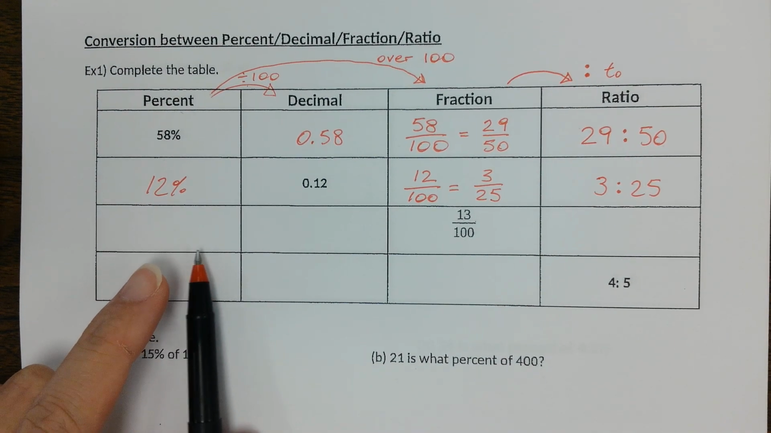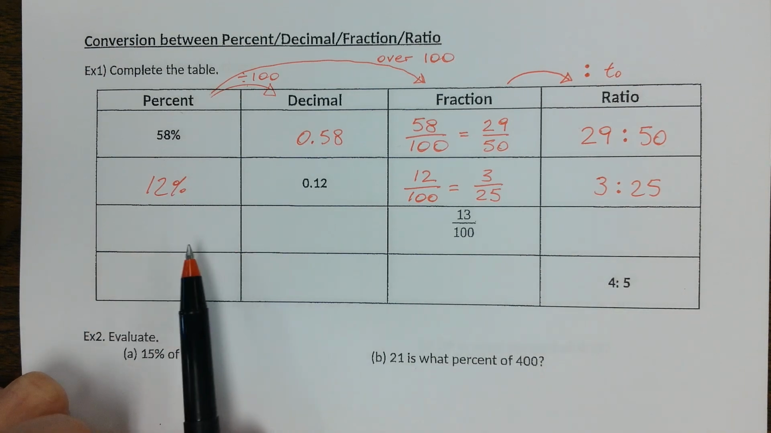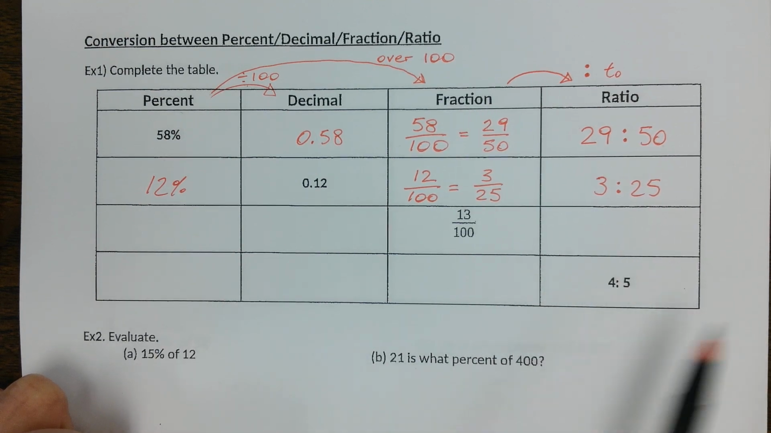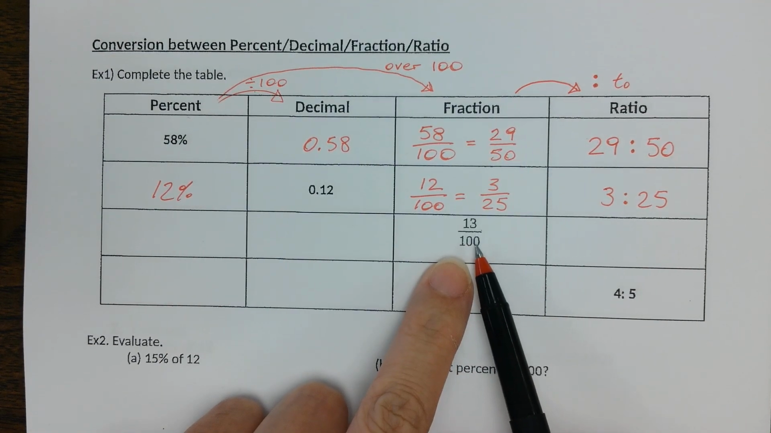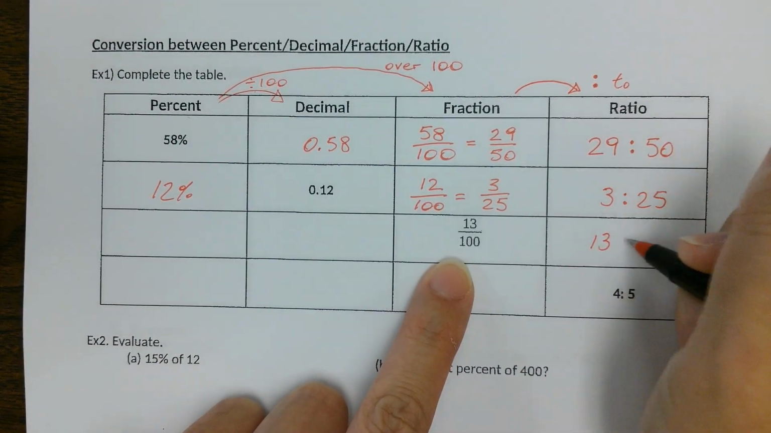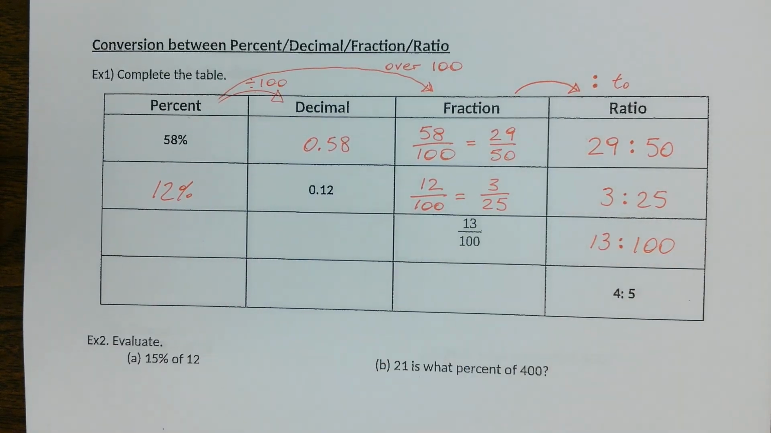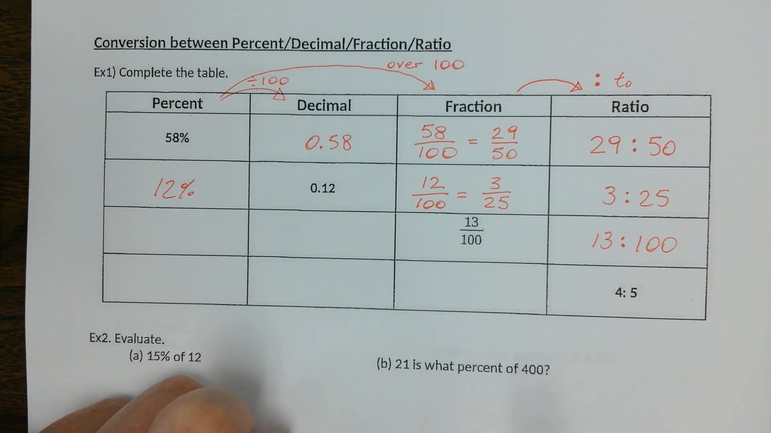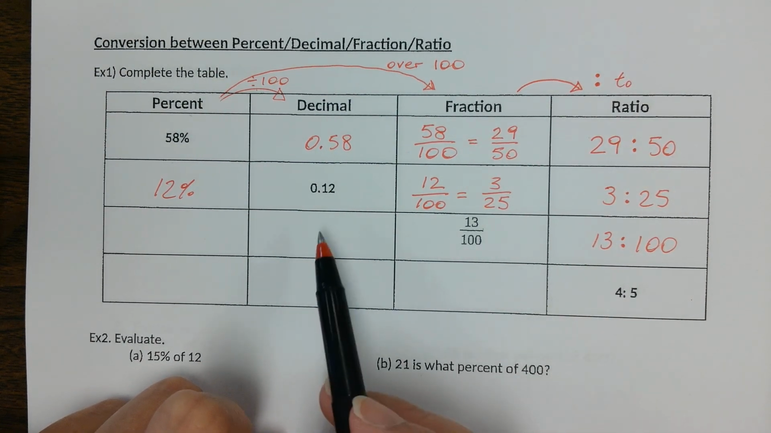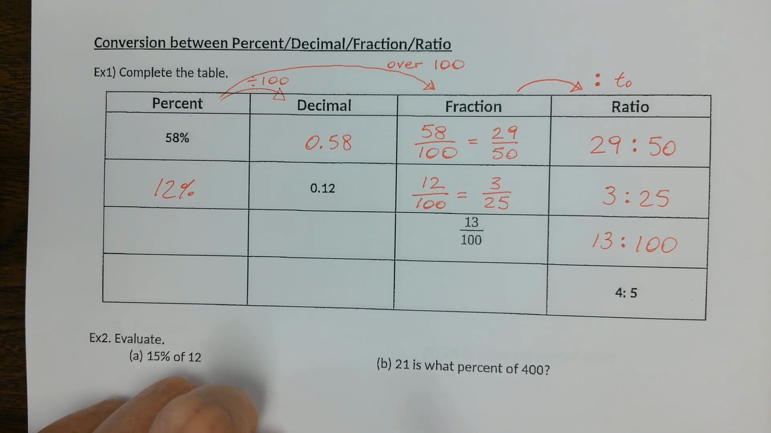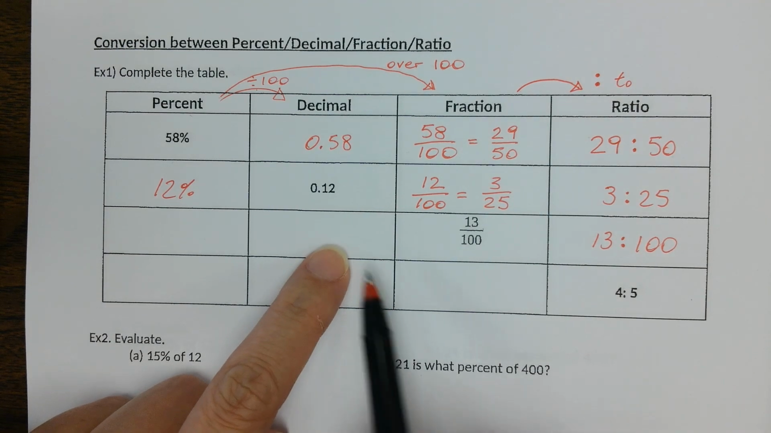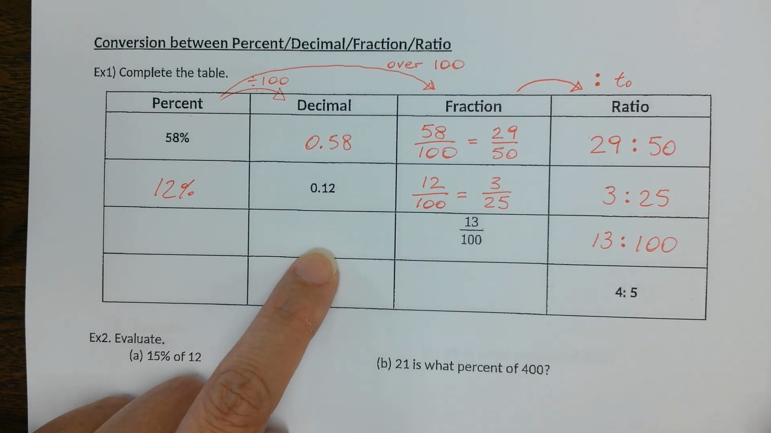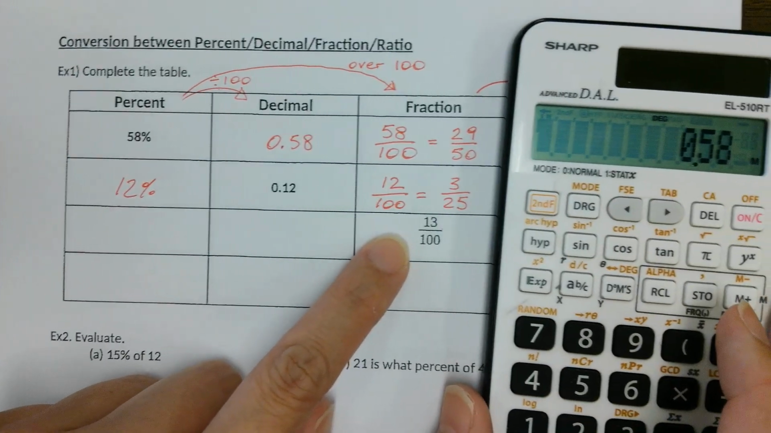Okay. So for the third row, just because I have this set up like this, it doesn't mean I have to start with percent. I can start with whichever column I want. So 13 over 100, I think this is the easiest. Let's just put it 13 over 100. 13 to 100. How do I change this to a decimal? Yeah, so 13 over 100.